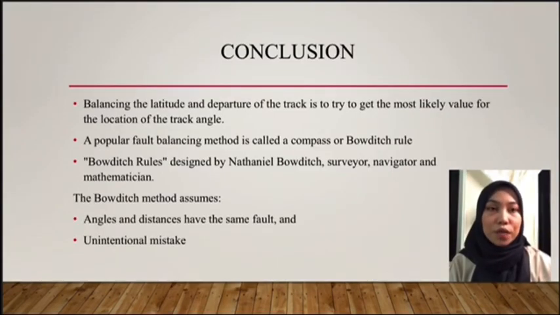Conclusion. The first one is, balancing the latitude and departure of the traverse is to try to get the most likely value for the location of the traverse angle. The second is, a popular fault balancing method is called the compass or Bowditch rule. The Bowditch rule was designed by Nathaniel Bowditch, surveyor, navigator, and mathematician. The Bowditch method assumes angle and distance have the same fault, an unintentional mistake.